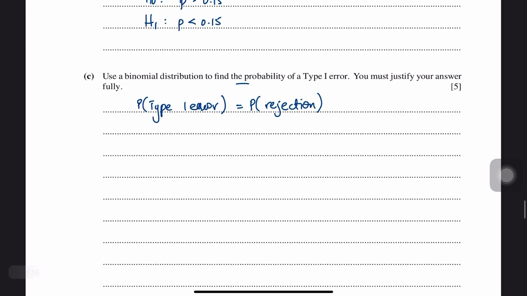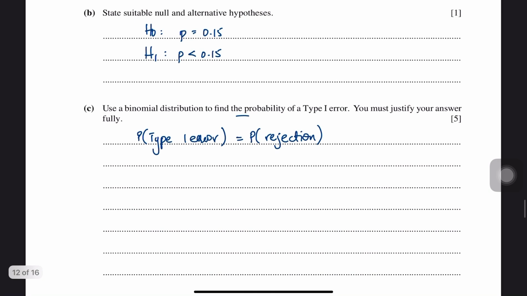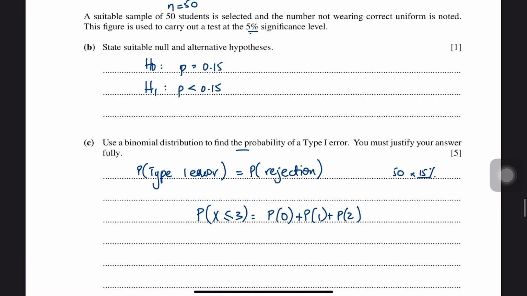Okay, so let's do some trial and error. So what I'm going to do is I'm going to say that out of 50, let's say I was expecting 15%. So I'm going to start trying from 15%. And I'm going to try probability of x less than or equals to 7. Or I should take a smaller number actually and see where it goes. Probability of x less than or equals to 3. I can start with any number that's going to tell me whether I need to go higher or lower, since my significance level is just 5%.